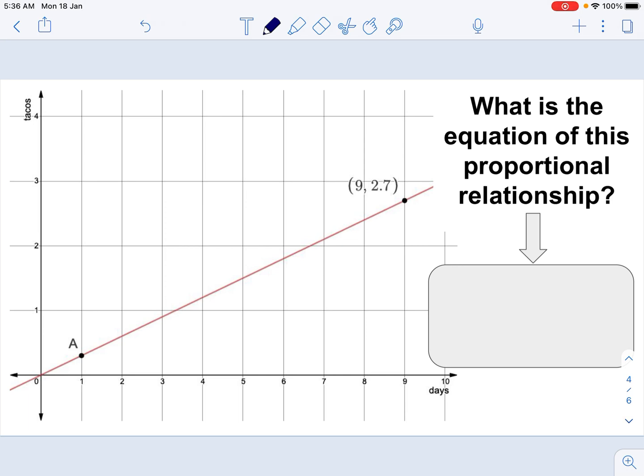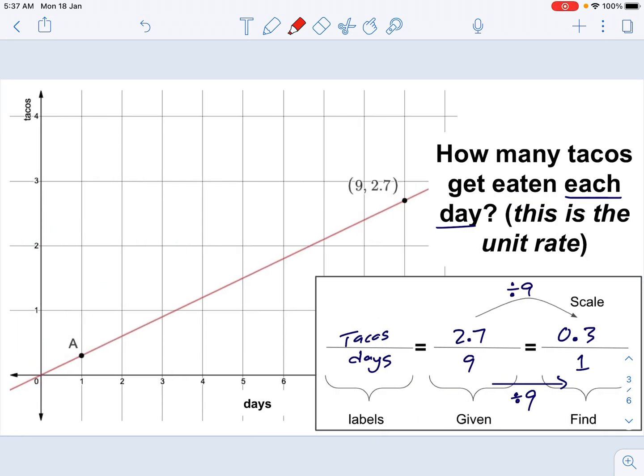All right, the answer is t equals 0.3 times d. On this one, remember the d represents the number of days. I probably should have defined those variables before. And t represents the number of tacos. If you use different variables, that's totally fine. But the most important thing on this one is that we see the unit rate, 0.3, appearing in the equation. Okay, so remember from my previous problem, we're eating 0.3 tacos per 1 day.